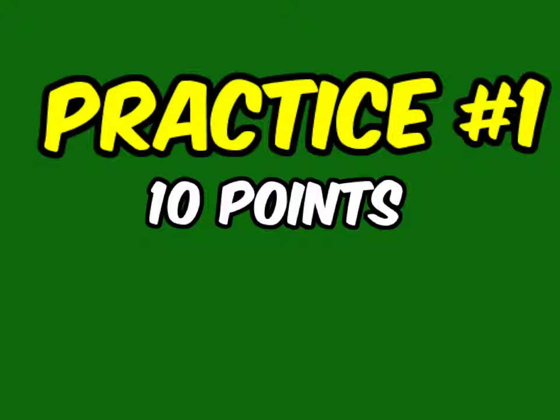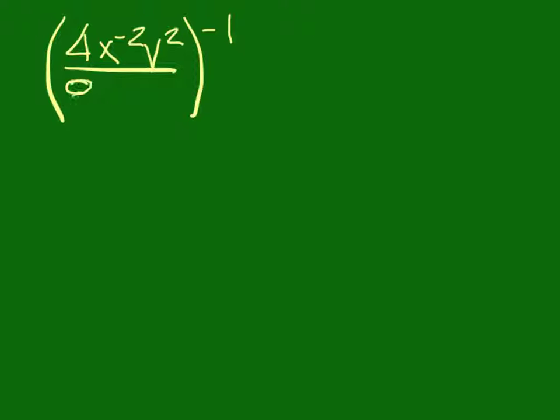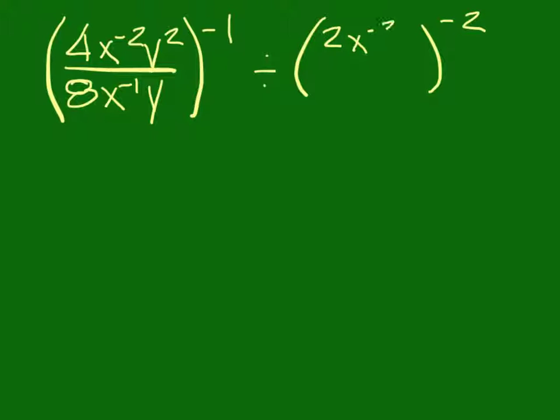Try this one and bring it up. The problem is the negative first power of 4x to the negative 2 y to the 2nd over 8x to the negative 1 y. All of that divided by the negative second quantity of 2x to the negative 2 y over 6x to the second y.